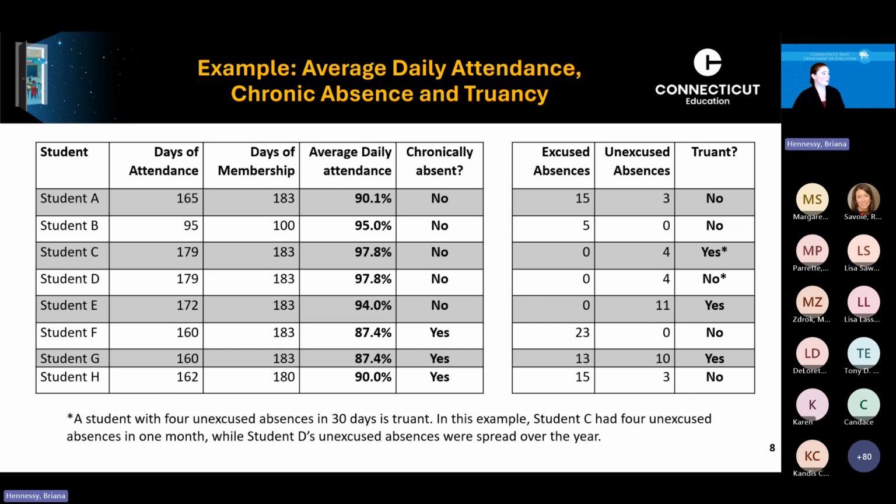Student H enrolled 3 days into the school year, so you see their days of membership is slightly lower. They have the same pattern of excused and unexcused absences as student A, so they're missing the same number of days, but we see that they attended fewer days because they were enrolled for 3 fewer days. So that student attended exactly 90% of the days of membership. They are chronically absent, but not truant.